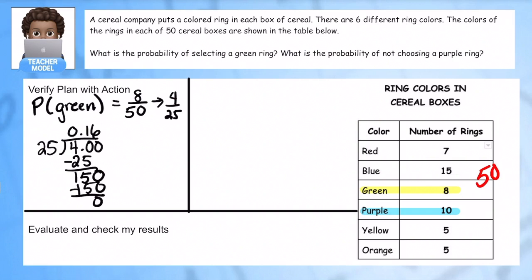So the probability of green is equal to 0.16, or 16%. This leaves us in the unlikely realm.